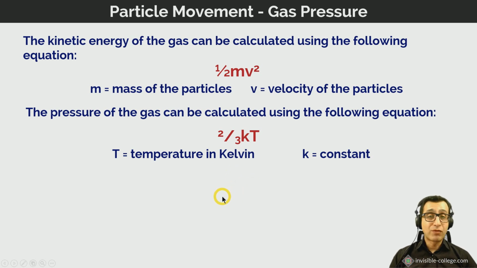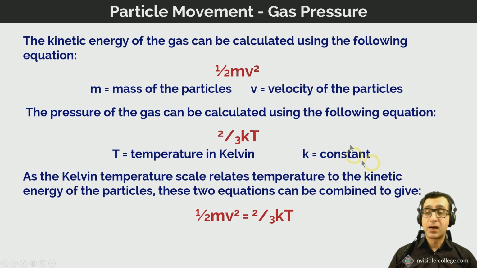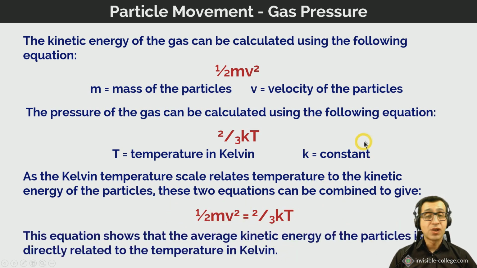As the Kelvin temperature scale relates temperature to the kinetic energies of the particles, and therefore pressure to the kinetic energies of the particles, as we saw in the previous couple of slides, these two equations can be combined to give something like this, which gives us the reason why the average kinetic energies of the particles is directly related to the temperature in Kelvin. Because 2/3 times a constant is just a constant, then to get T, we can divide this side by this constant. And this shows us directly that temperature is a measure of the average kinetic energies of the particles.